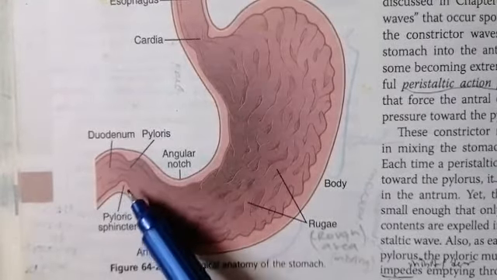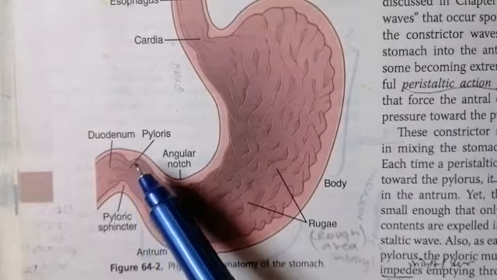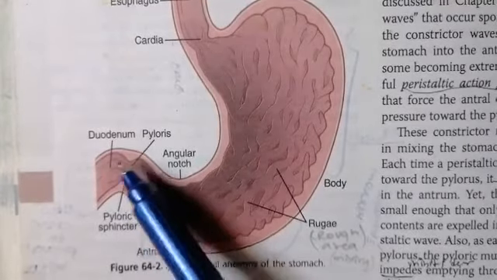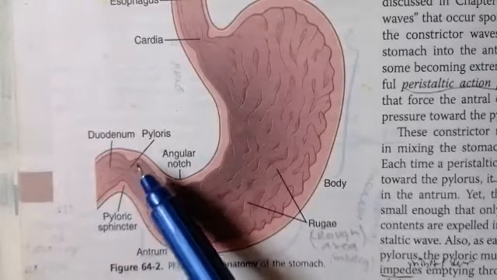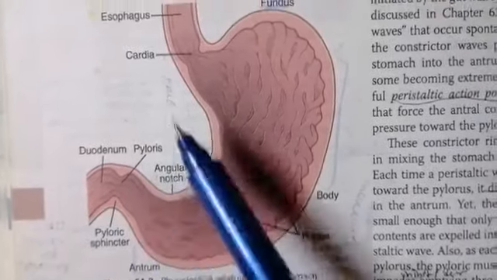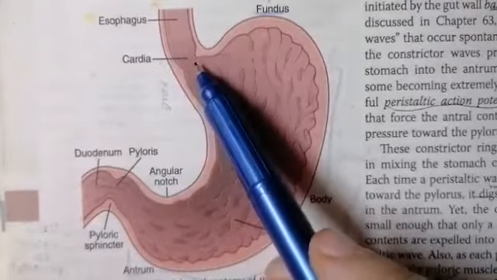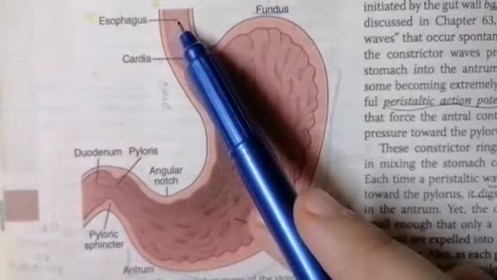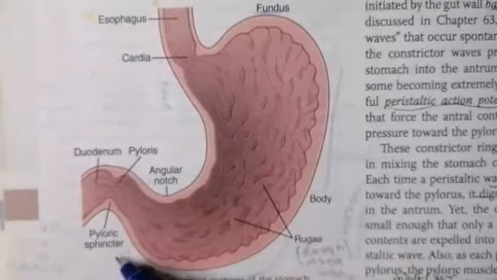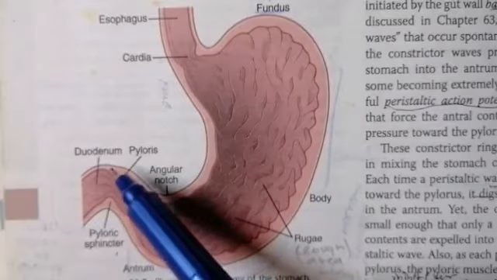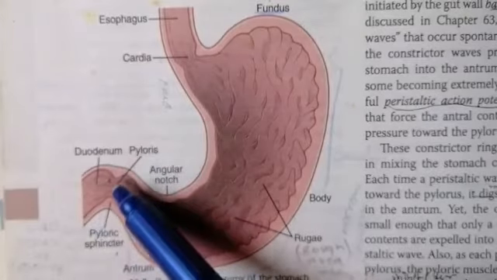The pylorus, having a pyloric sphincter, passes the food from the stomach into the duodenum, which is the next part of the GI tract. So the pylorus is the end of the stomach, while the cardia is the start of the stomach, where the food enters from the esophagus into the stomach through the cardiac end, and the food empties from the stomach into the duodenum through the pyloric end.